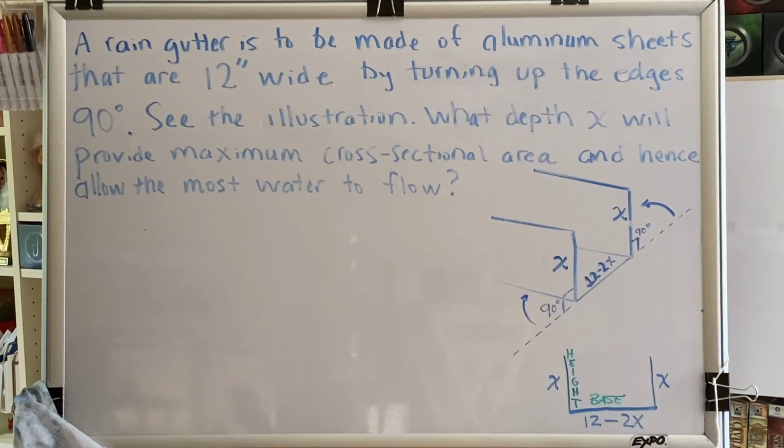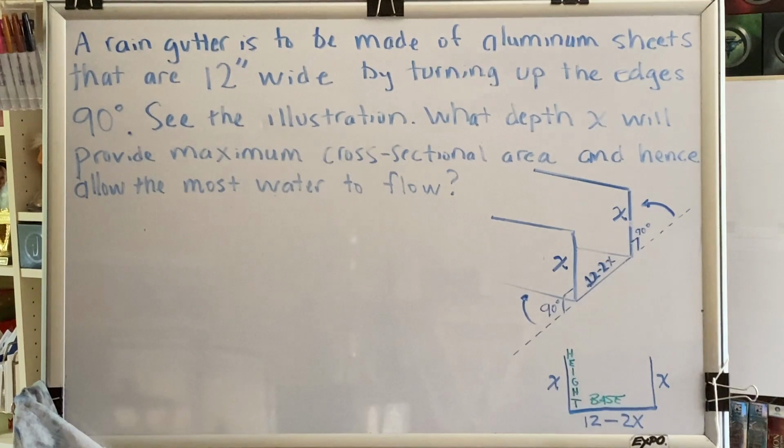The topic of this video is building quadratic models from verbal descriptions, geometric models. Let's look at a problem. A rain gutter is to be made of aluminum sheets that are 12 inches wide by turning up the edges 90 degrees. See the illustration. What depth x will provide maximum cross-sectional area and hence allow the most water to flow?